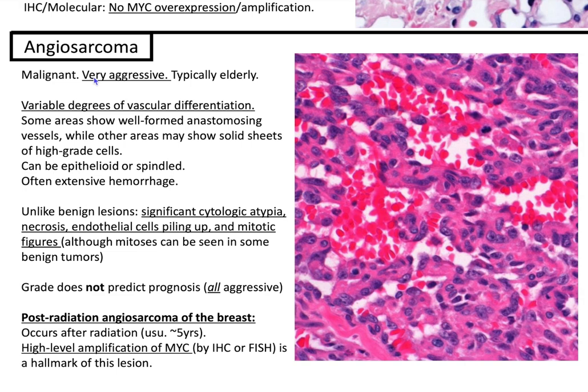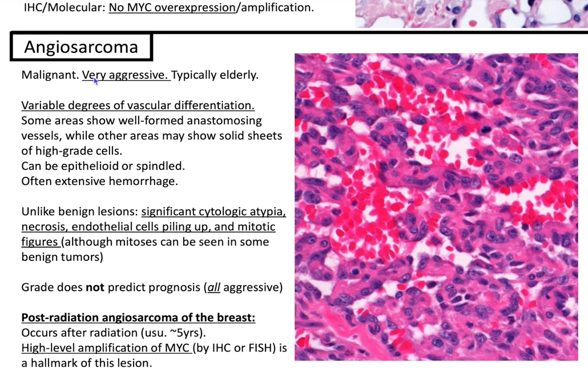Angiosarcoma. This is very aggressive, typically in the elderly. I like to think of these as arising in three different situations. One is your old person who has a lot of sun exposure on the scalp or head and neck. Number two is a patient with breast cancer that has received radiation to that area. Number three is also a patient with breast cancer that had an axillary lymph node dissection and has chronic lymphedema, or just any patient with chronic lymphedema.